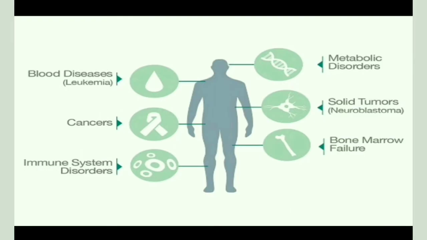The cord blood stem cells are used for various diseases. These include blood diseases, cancers, immune system disorders, metabolic disorders, solid tumors, as well as bone marrow failures.